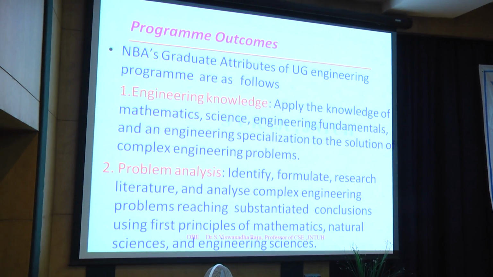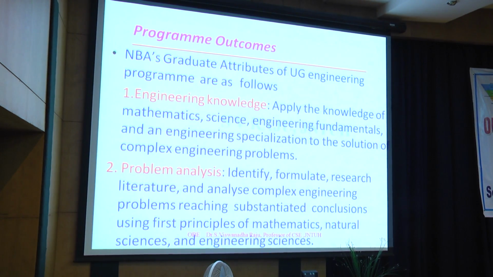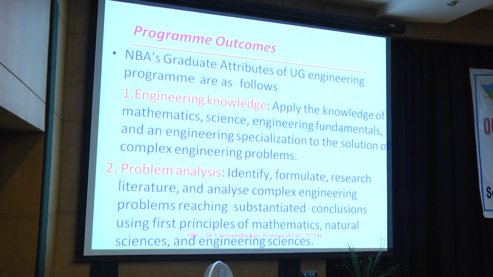NBA graduate attributes of UG engineering program are as follows. So NBA has defined something, but why should I take the same thing? Suppose tomorrow if I want to go for the ABET, then what? They have their own format. NBA has its own format, NAC has its own format, and other systems might have their own format.